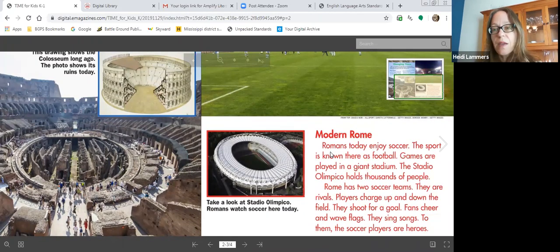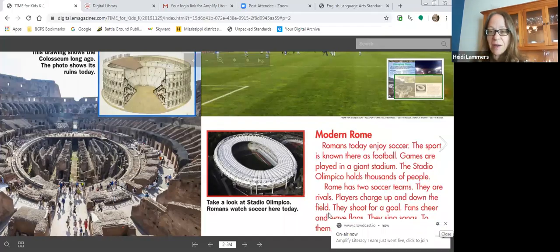Here I go. Romans today enjoy soccer. The sport is known there as football. That just means that in their language, the sport's football, not our football. And it makes sense, doesn't it? Because you play soccer with your feet. So it's called football over in Italy. Games are played in a giant stadium. The Stadio Olimpico holds thousands of people. Rome has two soccer teams. They are rivals. That means they're from opposite sides.